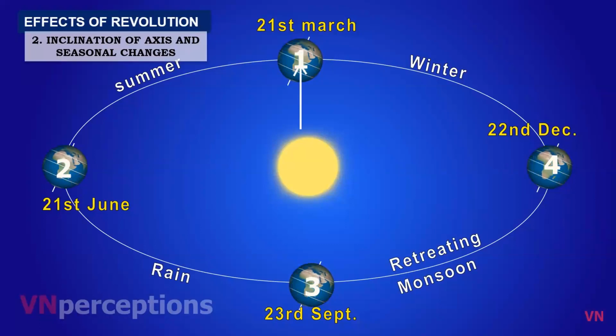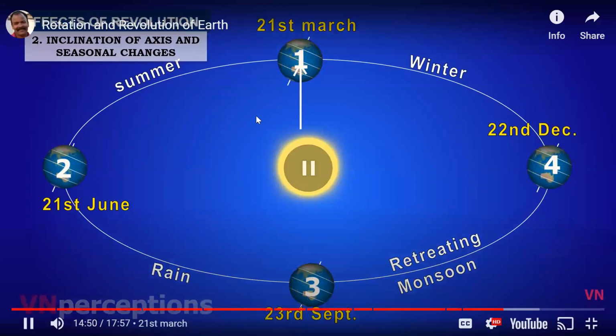But as it is moving from the first position to the second position, slowly the northern hemisphere tilts towards the sun. So in the northern hemisphere, the days become longer and the nights become shorter. And this gives rise to summer conditions. And we say in this phase, it is summer.